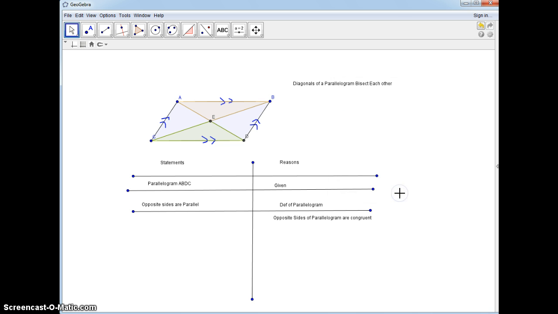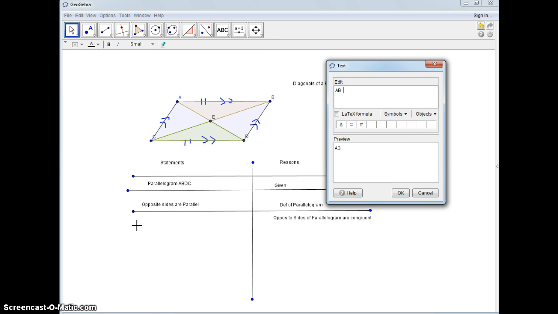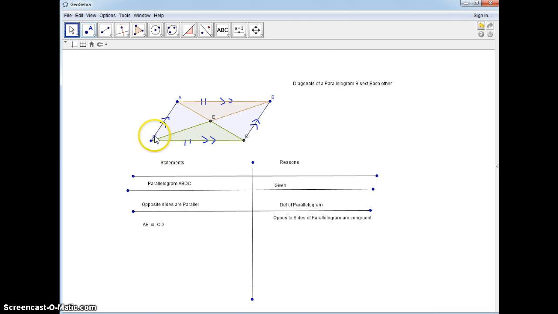So we only need to mark these sides right here. This side is congruent to this side. That's all I need. And you're allowed to use the properties to prove this theorem, but you just can't use this to prove itself. So let's write down that AB is congruent to CD. I'm going to move some of these labels out so you can see them better.